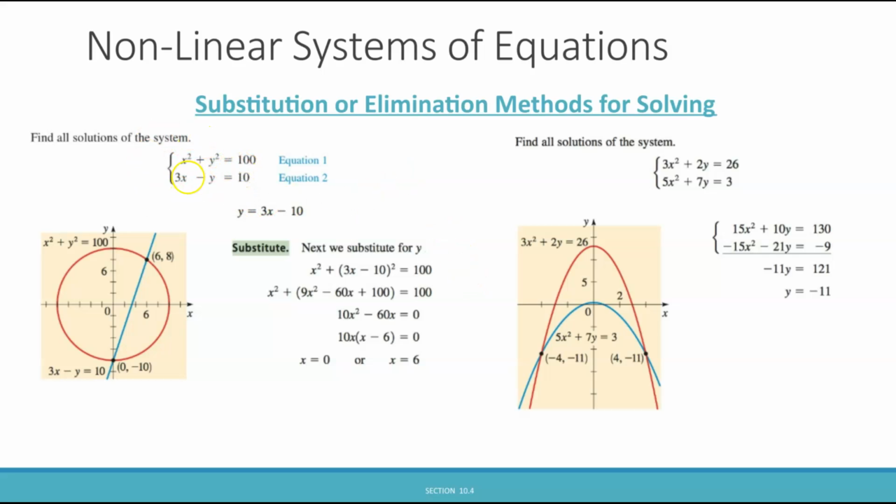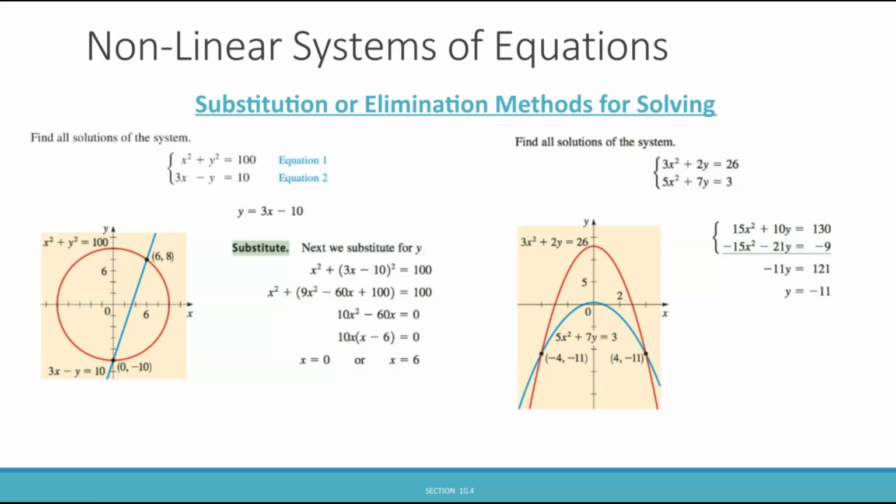Okay, so here's an example where we used substitution as a way to solve the nonlinear system. A linear system has x and y to the power of 1. We don't have that here. The x squared and y squared are what make it a nonlinear system of equations.